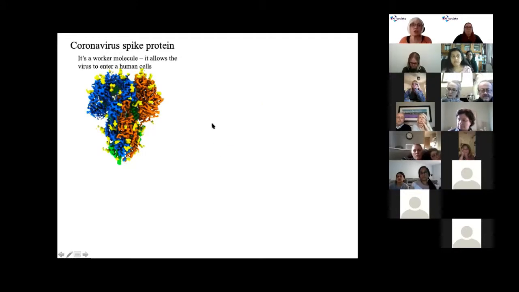So I thought, just to try and show you what a protein looks like, I chose the coronavirus spike protein, because you may all have seen that or at least heard about it. Again, it's a worker molecule, and it's 3-dimensional, so you can see it twisted around, and the back may be different to the front, and the shape of it determines what function it might do, and it allows it to enter a human cell, and there'll be some part here that allows it to enter that has a shape that probably binds to something on the cell.